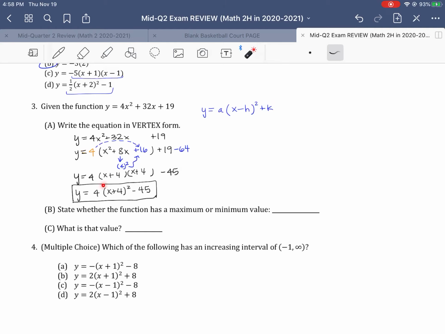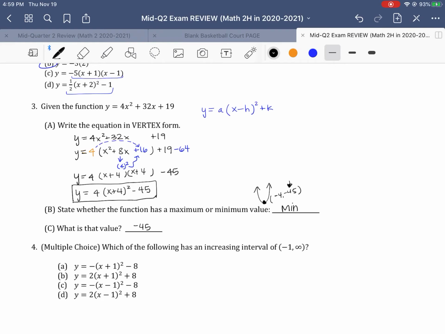We look out front to see if it's going to open up or down. So that's a positive 4, which means this parabola is opening up. So this bottom vertex would be the minimum value of the graph. And that minimum value, if the vertex coming from that equation we just found is at negative 4, negative 45, the lowest the graph ever goes is that negative 45.